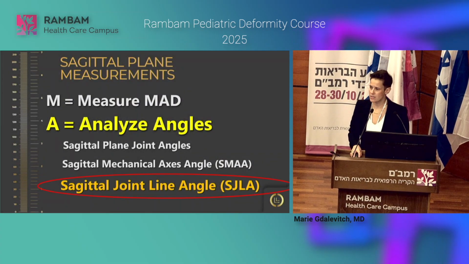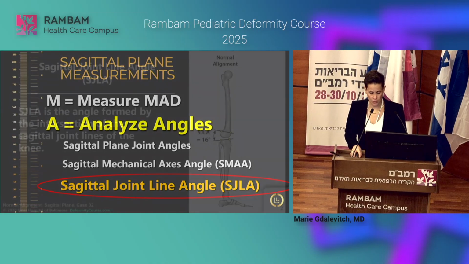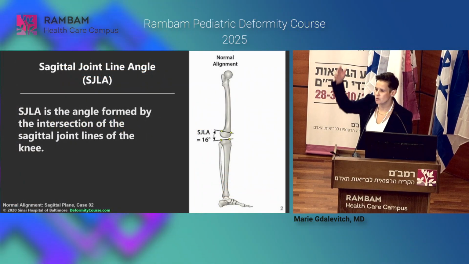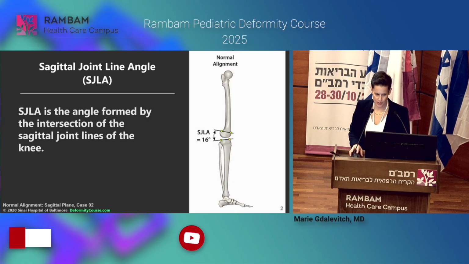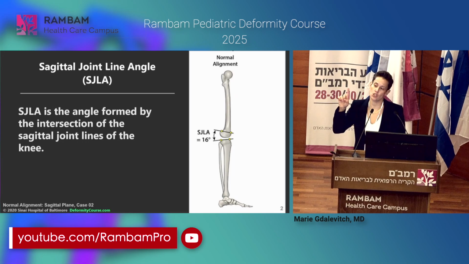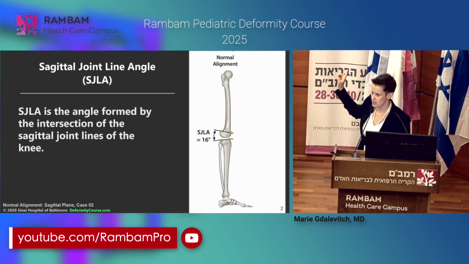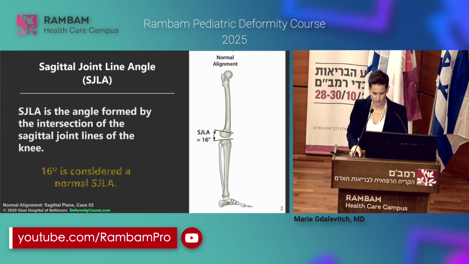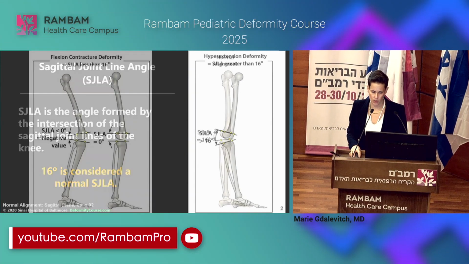But how do we know if it's coming from the bone or if it's coming from the soft tissues? We're also going to have to measure the sagittal joint line angle, similar to what we did on the frontal plane. So this angle is formed by the intersection of the joint lines at the knee, same as we did on the GLCA on the frontal plane. Now the difference here is that the normal angle is 16 degrees. Okay? So that's considered normal.